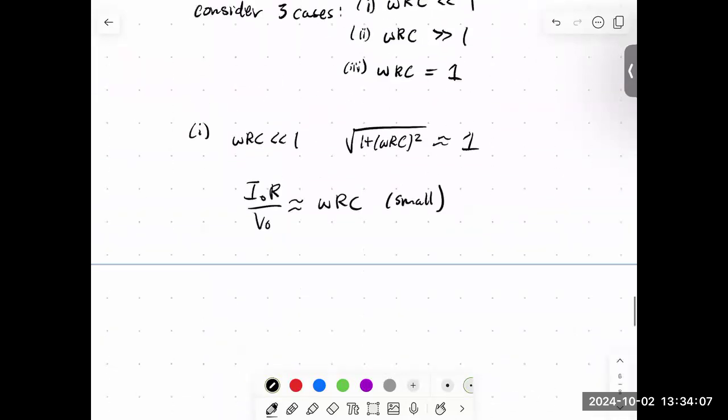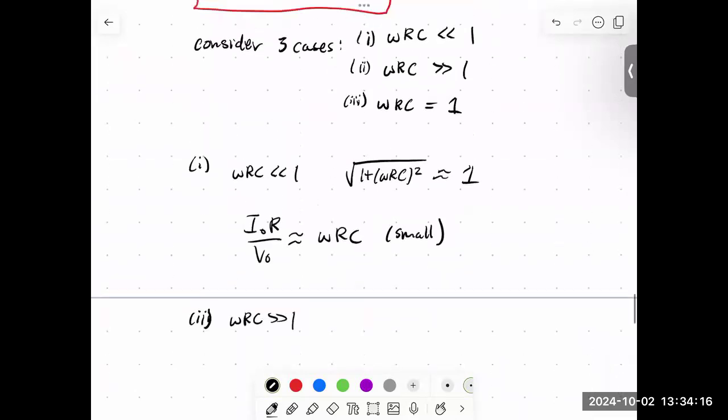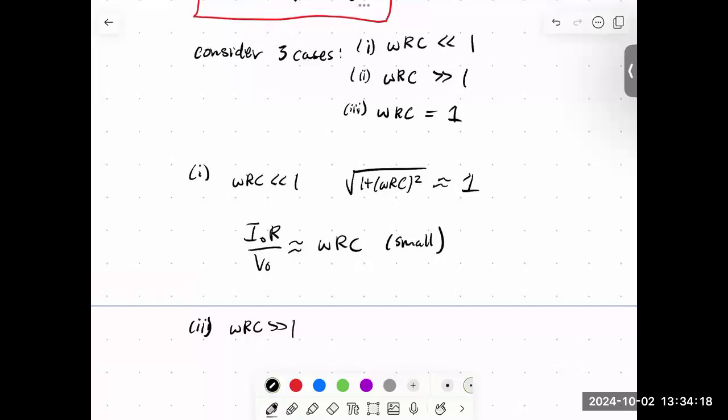All right. So case number 2 is omega RC is big. What's going to happen to the square root when omega RC is large? What's 1 plus a very large number? Just the large number. So the 1 we ignore, we have the square root of a square, and so this is going to be omega RC this time.